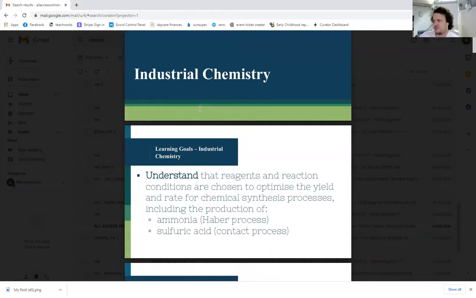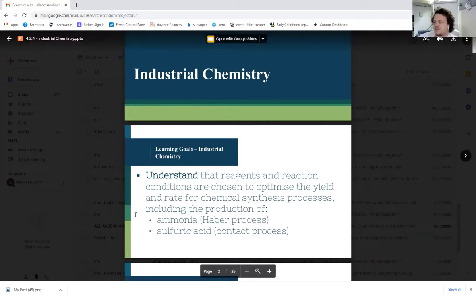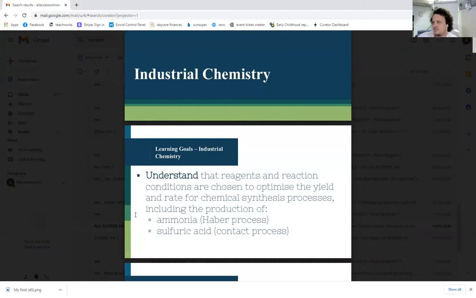So the two processes you need to know for this unit is the Haber process. The Haber process, oh, here's Ross. Classic Ross being like, So we're looking at the Haber process and the contact process.